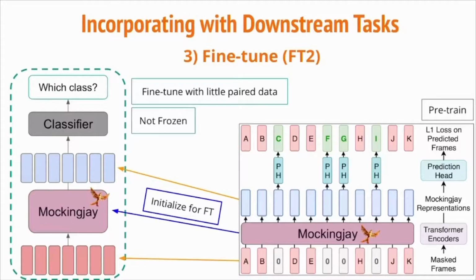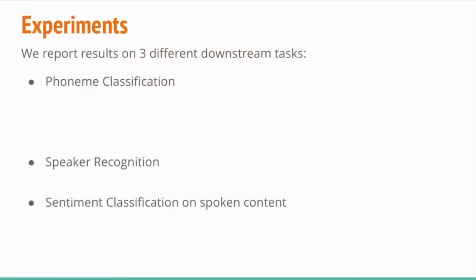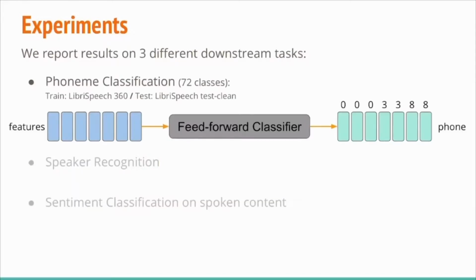The Mockingjay model is no longer frozen and updates with the classifier. When we fine-tune our models with little data, we fine-tune for 2 epochs only, and we denote this kind of setting as FT2 in later experiments. We present results of 3 downstream tasks, including phoneme classification, speaker recognition, and sentiment classification on spoken content. First, we will talk about the phoneme classification task.